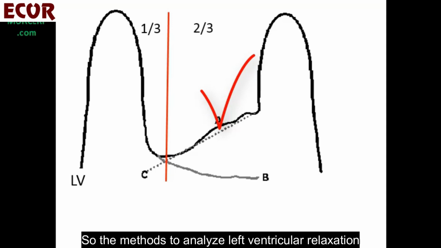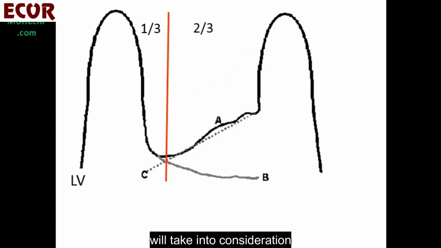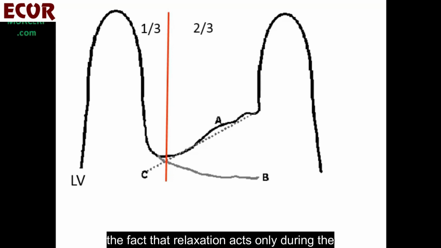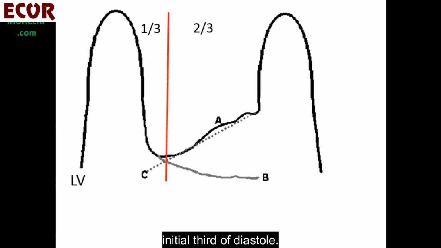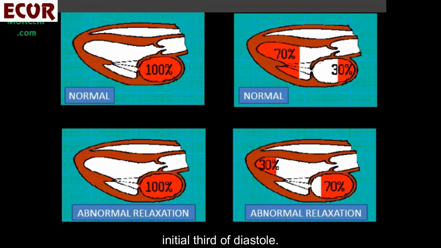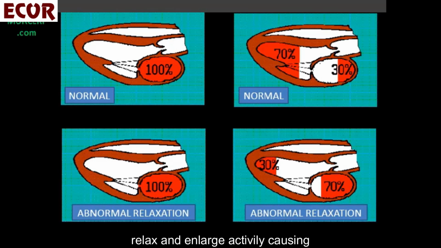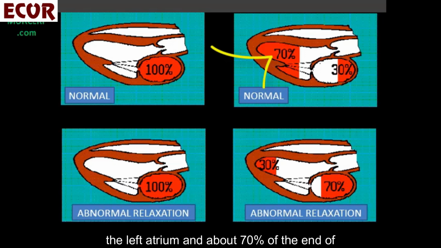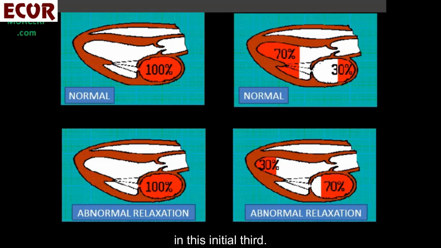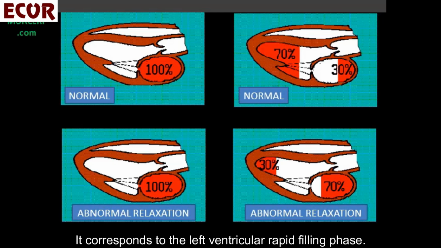So, the methods to analyze left ventricular relaxation will take into consideration the fact that relaxation acts only during the initial third of diastole. If the relaxation is normal during this period, the left ventricle relaxes and enlarges actively, causing a negative pressure that sucks blood from the left atrium, and about 70% of the end diastolic volume will enter the left ventricle in this initial third. It corresponds to the left ventricular rapid filling phase.